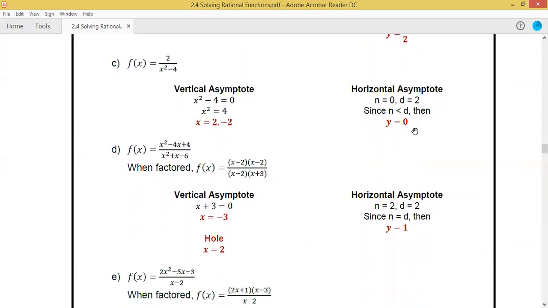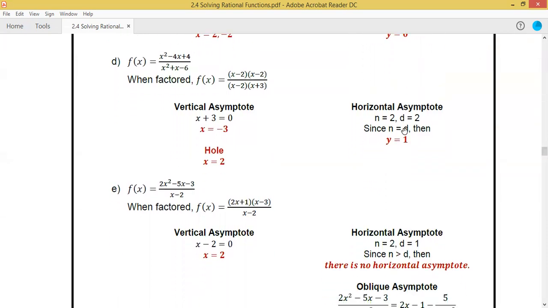For example C, let's take the vertical asymptote from the denominator. X squared minus 4 is equal to 0. We do transposition. X squared is equal to 4. You find the square roots of both sides. So the square root of x squared is x. The square root of 4 is 2 and -2. For the horizontal asymptote, the degree of the denominator is greater. So our horizontal asymptote is y equals 0.